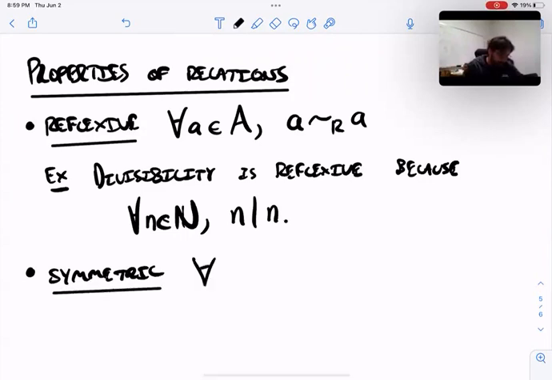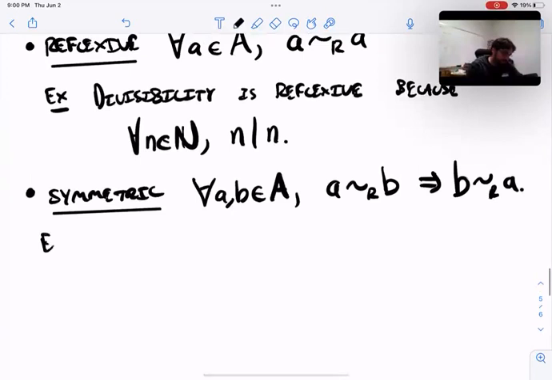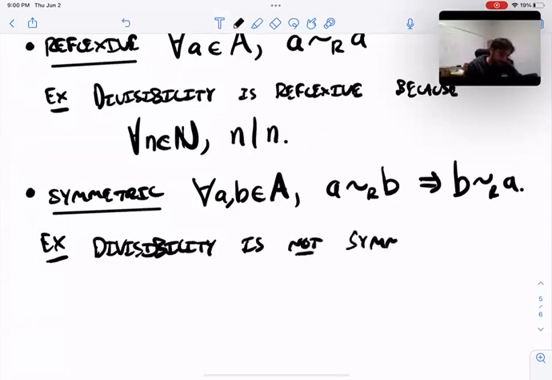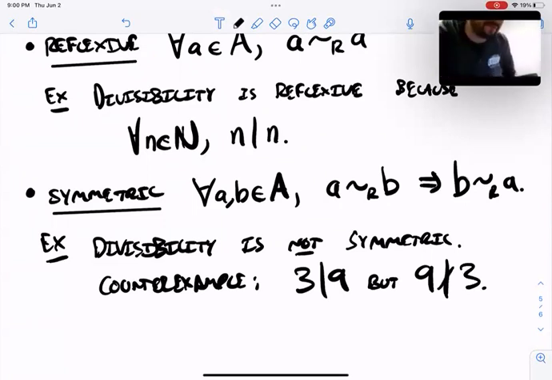So symmetric says that for every pair of elements in your set, if A relates to B, then B relates to A. Right? So divisibility is not symmetric. Right? Proof by counterexample. I'm trying to prove the negation of a for all, De Morgan's law. Push the negation inside. You just need to show there exists one pair for which it's not true. Right? So what would the counterexample be? You could say 3 divides 9, but 9 does not divide 3. And the little slash through divides means does not.